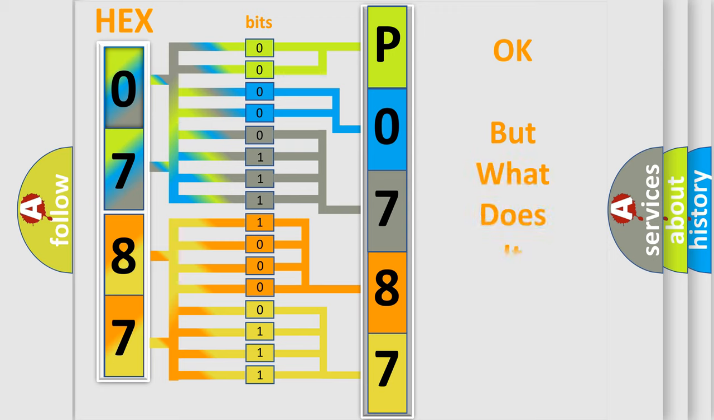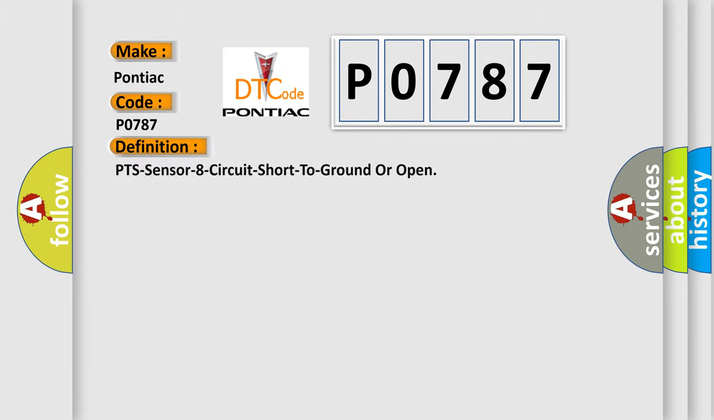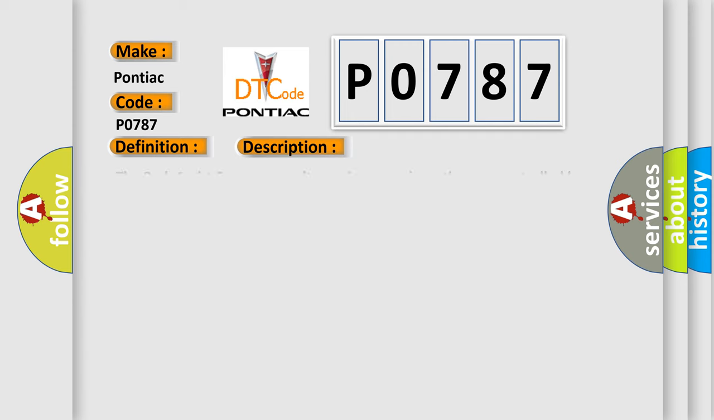The number itself does not make sense to us if we cannot assign information to what it actually expresses. So, what does the diagnostic trouble code P0787 interpret specifically for Pontiac? The basic definition is PTS sensor 8 circuit short to ground or open. And now this is a short description of this DTC code.